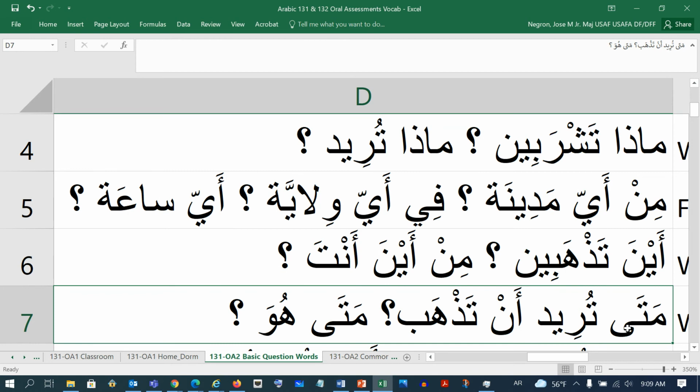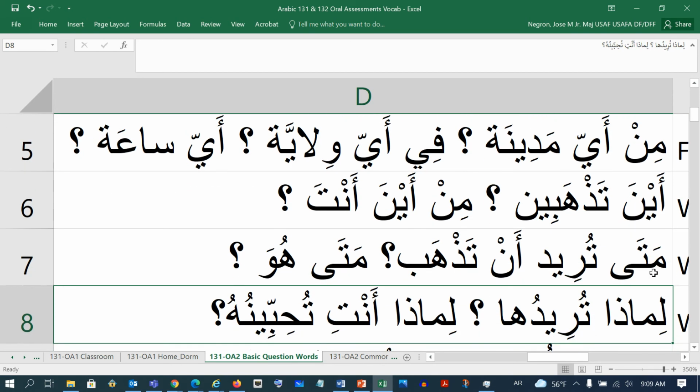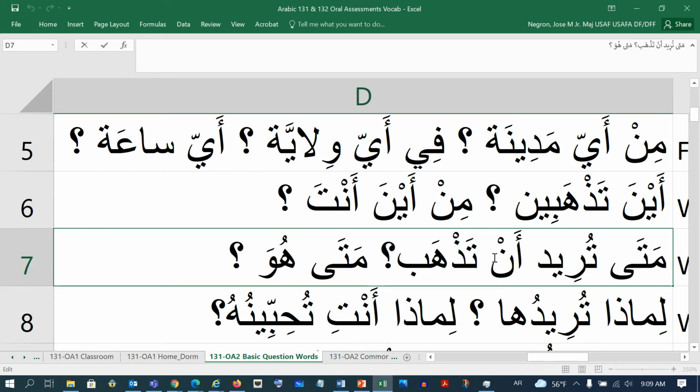Now our next word is mata. Mata means when. Mata turid an tadhab? When do you want to go? When you see this an, this means that. This preposition an followed by a verb is an infinitive. It means to do something, like to go in this case. Could be something else, depending upon what verb you have there. But this could be mata turidin an tadhabin if you're talking to a woman. So when do you want to go?